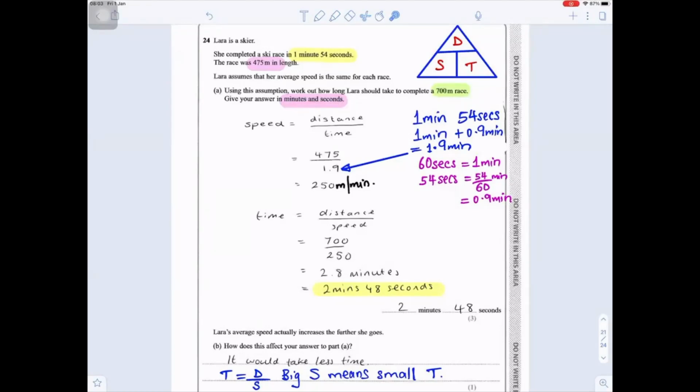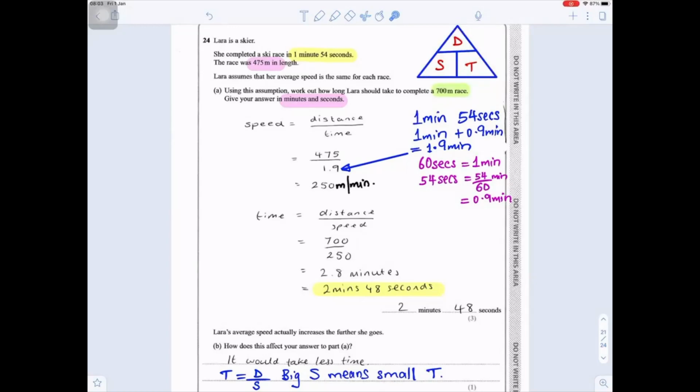So we use the formula speed is distance divided by time. And you can remember it using the table on the top right, the triangle. S is for speed, D for distance, T for time.